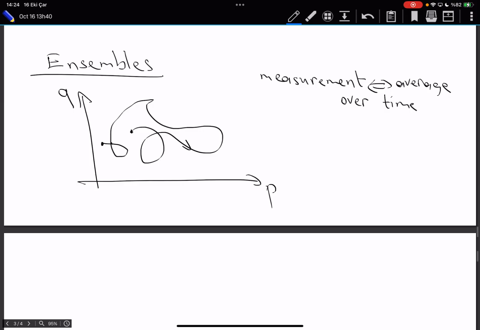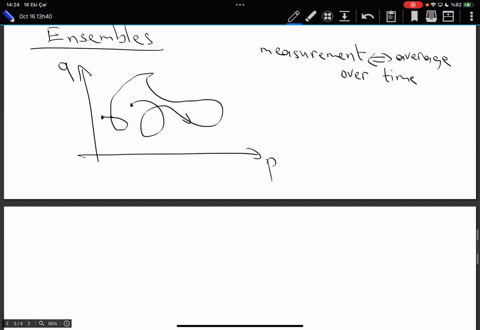Well, let's see. In theory, rather than taking averages over time, we prefer to talk about what happens at this moment. So let me just imagine that instead of looking at a single system at different times and following its trajectory, let me take copies of the same system. So one copy here, another copy over here, another copy here. So I take identical copies of my system.